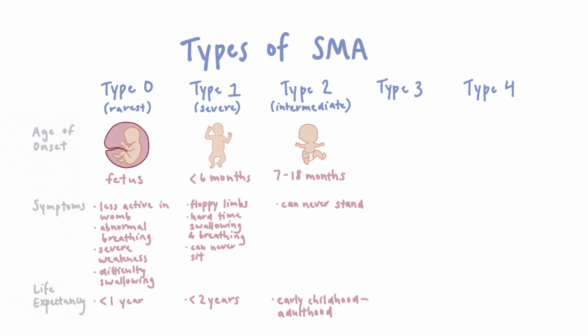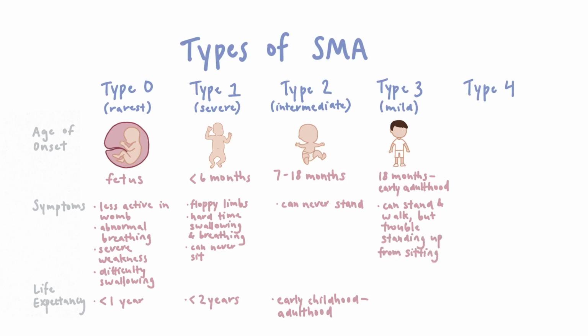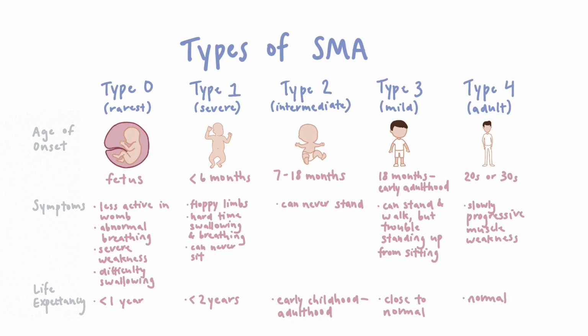Type 3 SMA is more mild. Symptoms first appear from 18 months to early adulthood. Patients with type 3 SMA can stand and walk, but may have trouble standing up from a sitting position. Most patients have a life expectancy close to normal. Symptoms for SMA type 4 don't emerge until the patient's 20s or 30s. Symptoms include slowly progressing muscle weakness, and life expectancy is normal.